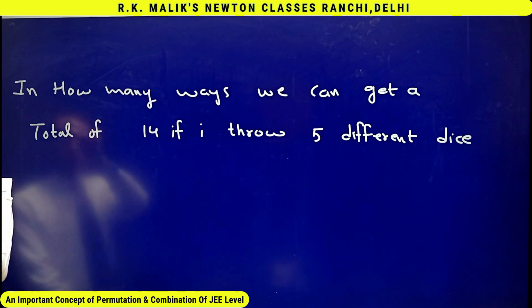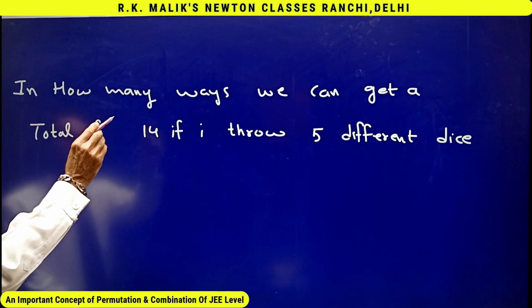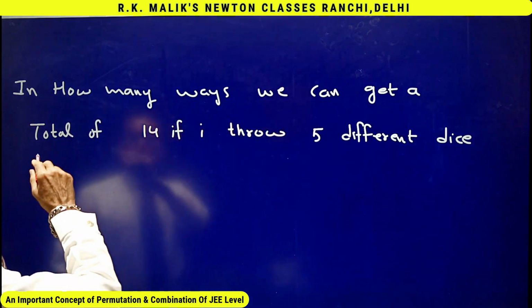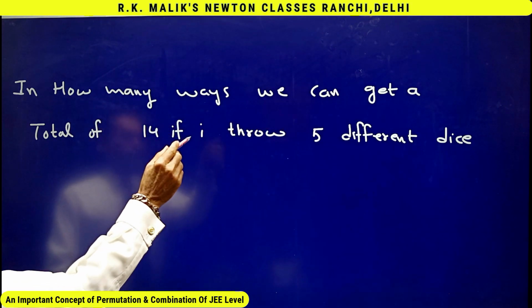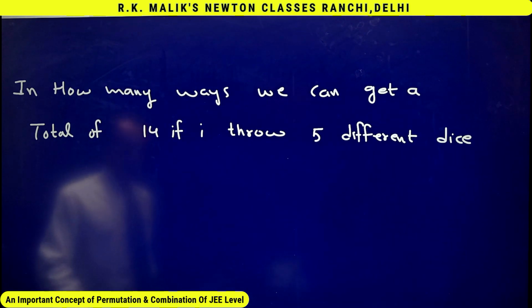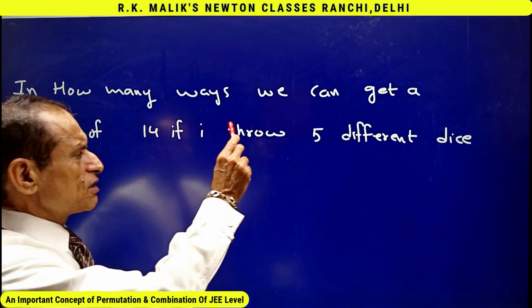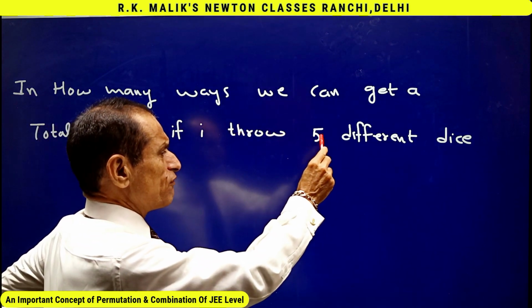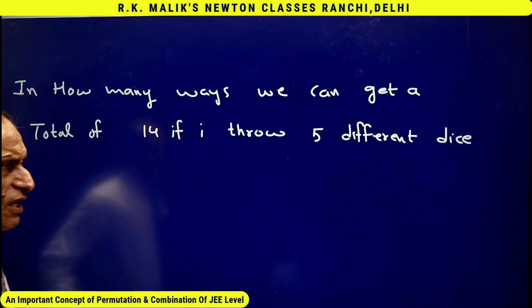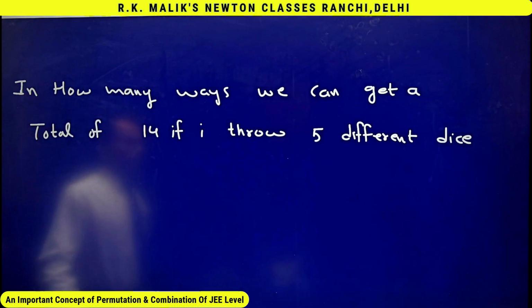In this question, it is written that in how many ways we can get a total of 14 if I throw 5 different dice. Note that the concept I am going to tell you is applicable if it is given that 5 different dice are there. If it says 5 identical dice are there, in that case the procedure will be different. Presently I am supposing that the dice are different.